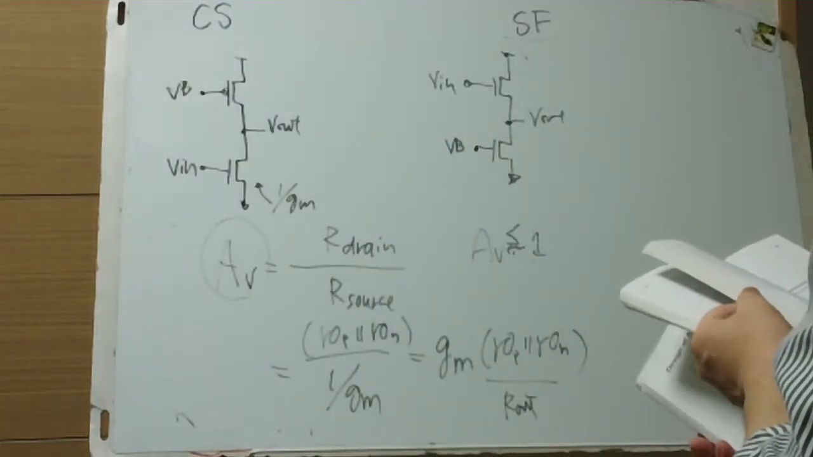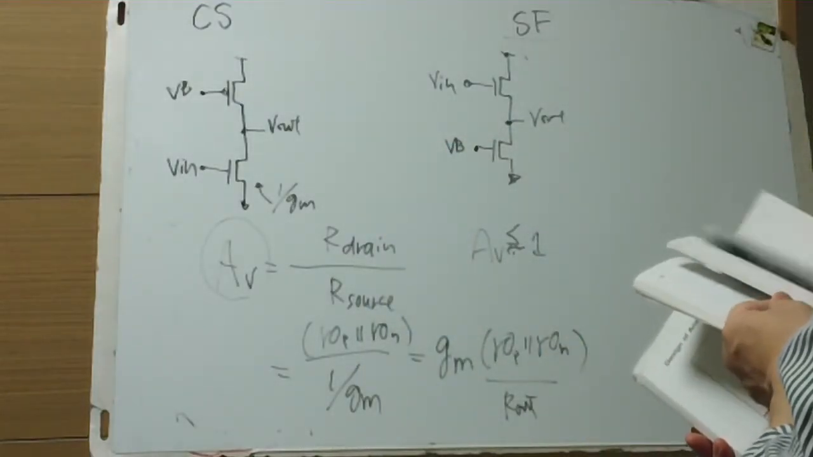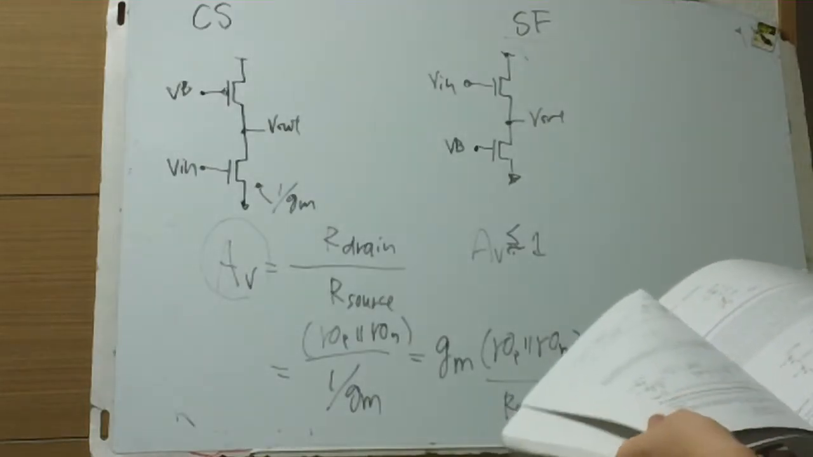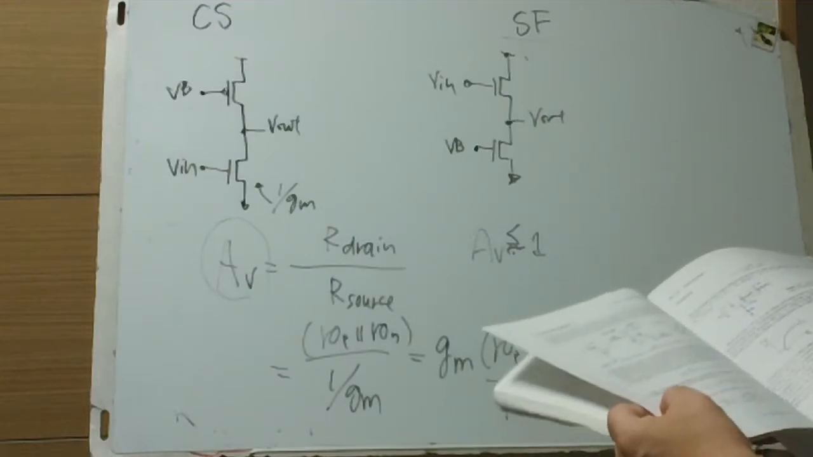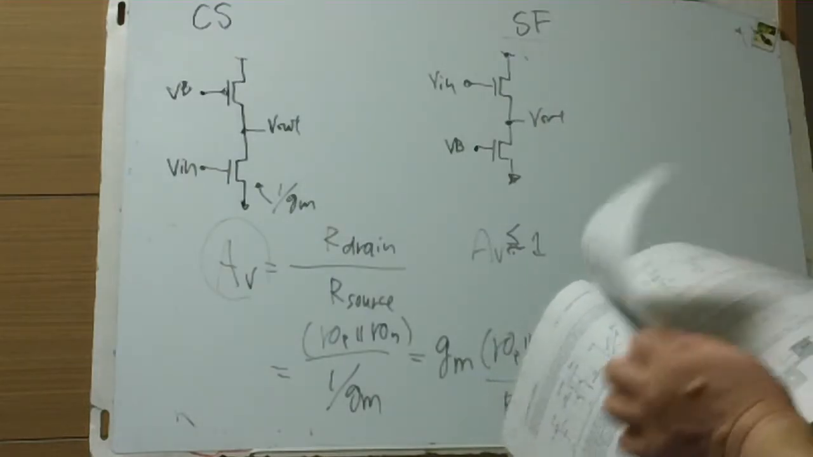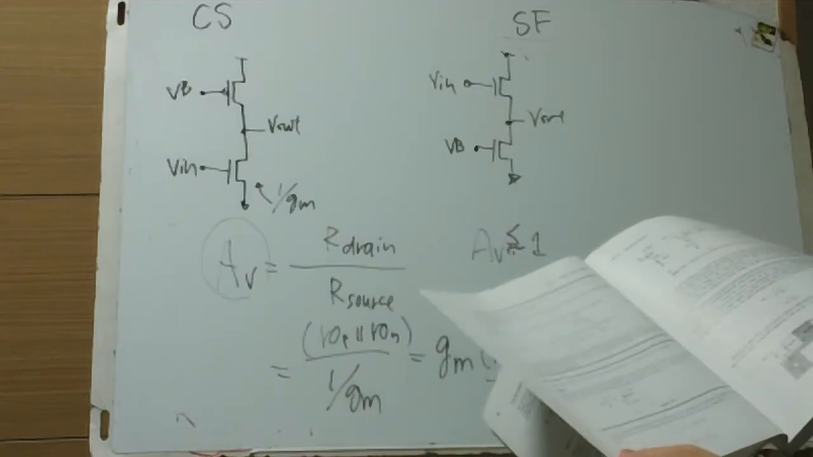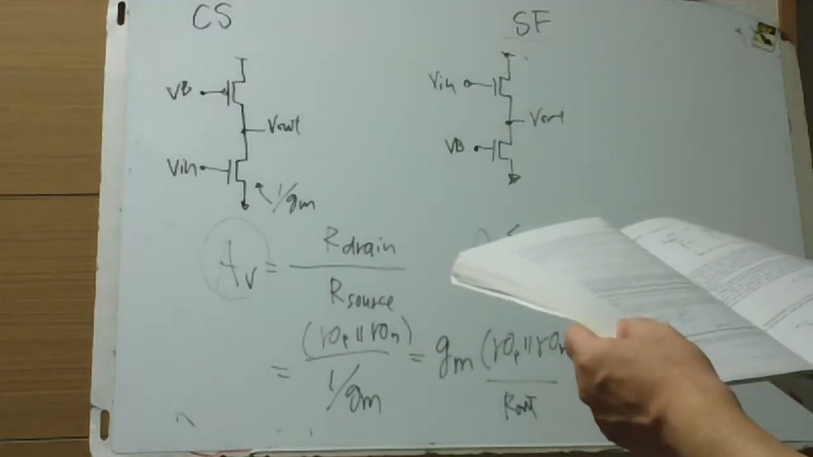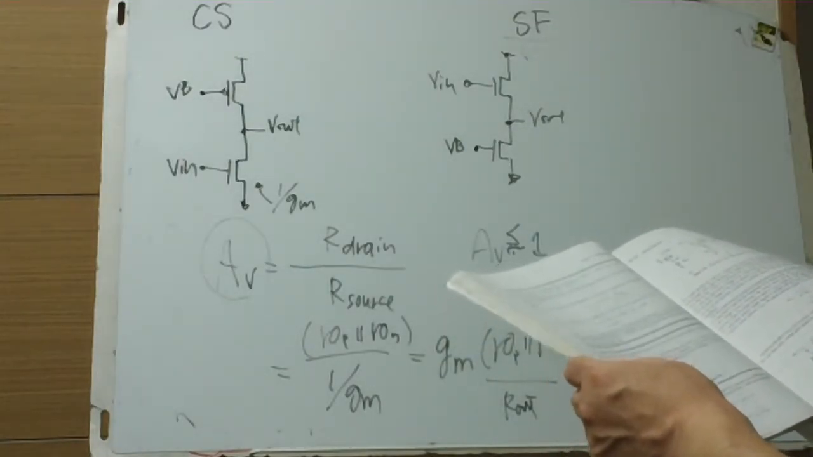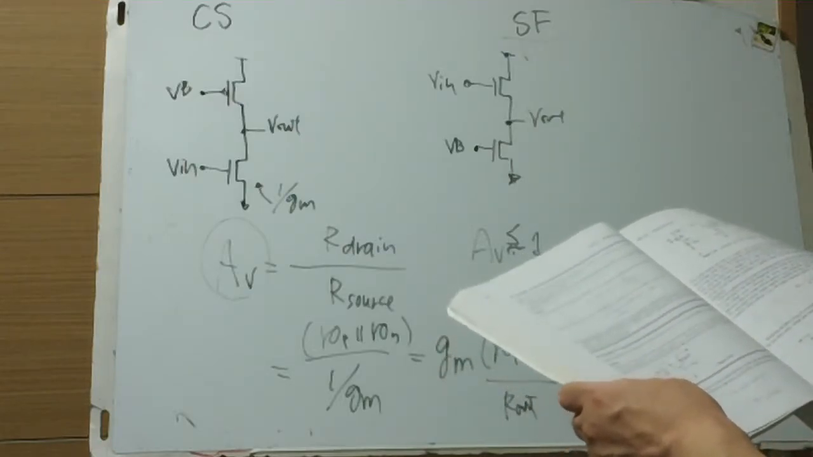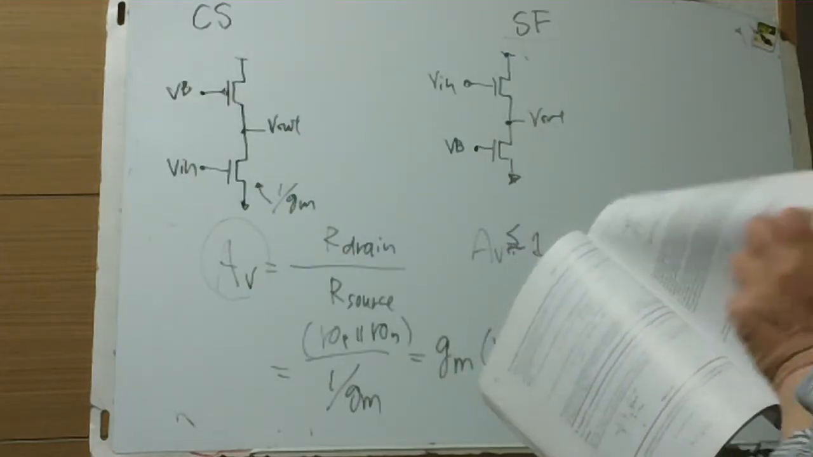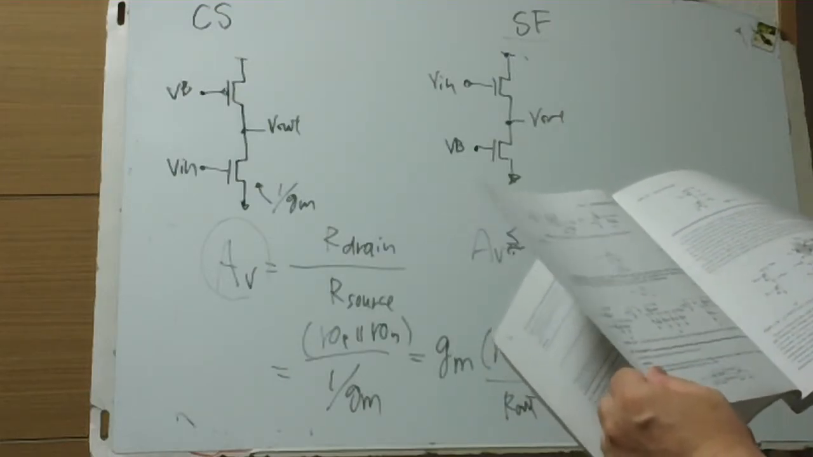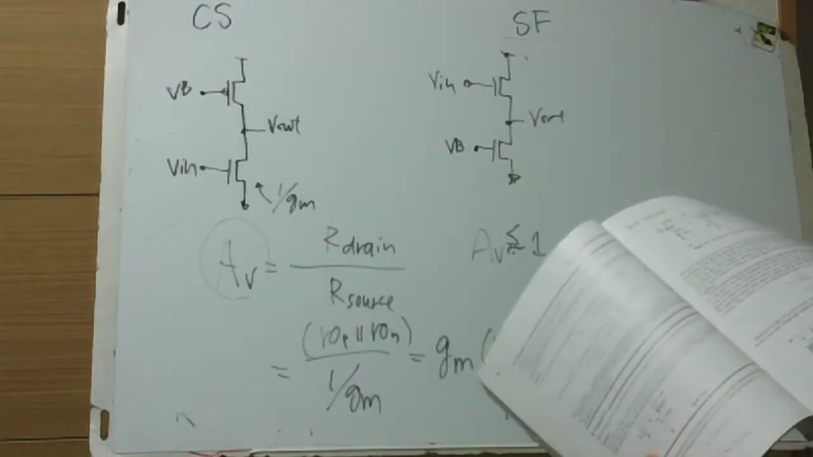To get the gain, like this textbook, page 71 and 72 of the second edition, please take a look at these pages of this textbook and remember this derivation for source followers.